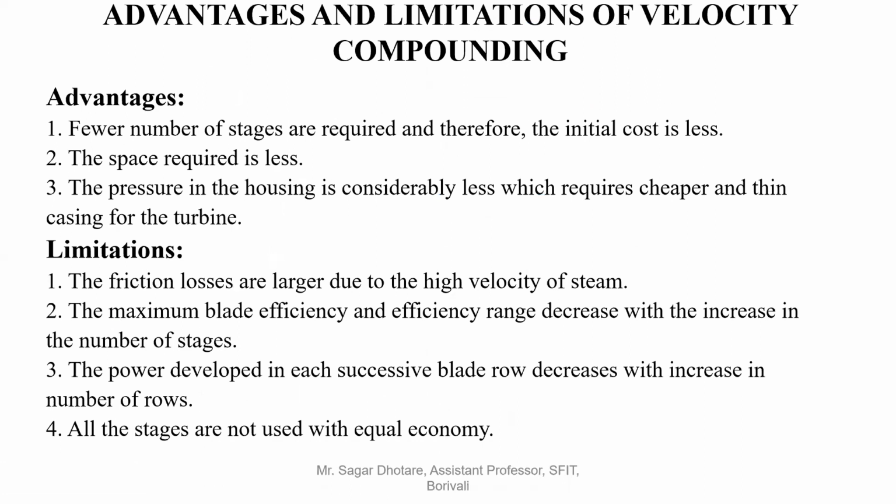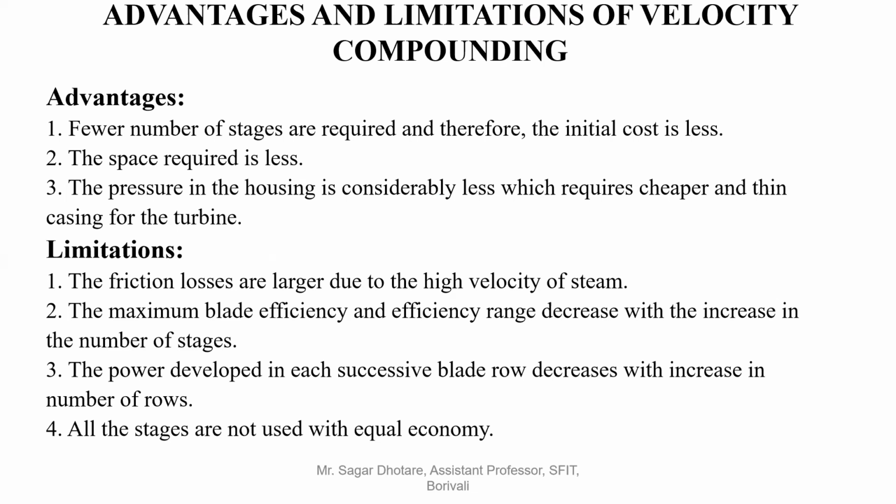Now what are the different advantages? Few number of stages are required, and therefore the initial investment is very low. Also, the space required for overall construction is low. The pressure in the housing is considerably lower, meaning that the total cost and the manufacturing cost of this kind of compounding turbine is very less, as we can use less thick casings for the turbine.